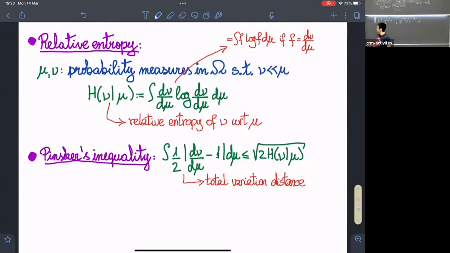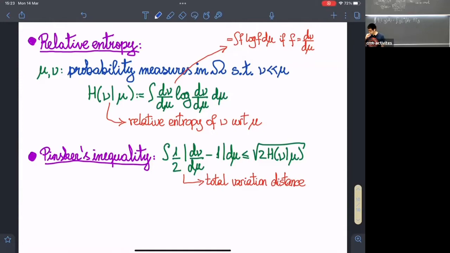And you have this inequality. So if you want to know whether two measures are close or not, one possible way to do it is to prove that the relative entropy is small. If the relative entropy is small, then the total variation is small, which means that the measures are close in a very meaningful sense.